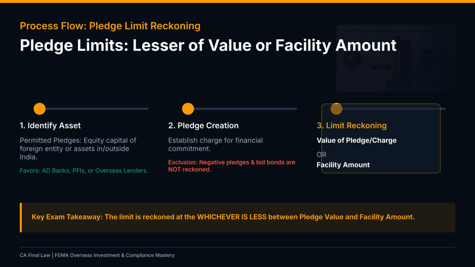FEMA allows Indian entities to create pledges or charges over specific assets to support overseas financial commitments. These may include equity of foreign entities, assets located in India, or assets located outside India. The crucial examination point is how the commitment is measured. FEMA adopts the lower of rule. The amount reckoned towards the financial commitment limit is the lesser of the value of the pledge, or the amount of the facility secured by that pledge. Also note that negative pledges and bid bond guarantees are specifically excluded and do not count towards the financial commitment limit.